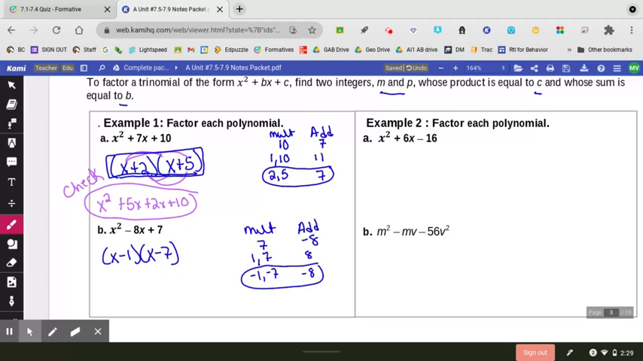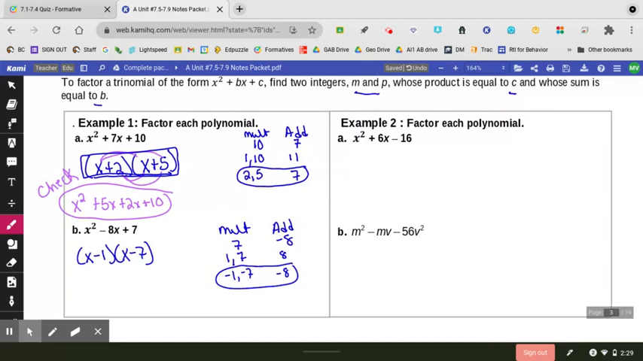Here, they become a little more challenging when we have a negative that we want to multiply. So we want to multiply to be negative 16, but add to be positive 6. So what multiplies to be negative 16? Well, we have negative 1 and 16, 1 and negative 16, negative 2 and 8, positive 2 and negative 8. Then we have negative 4 and 4. If we switch the signs, it really doesn't matter.